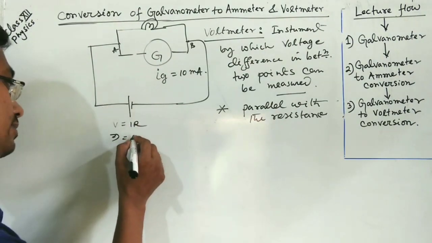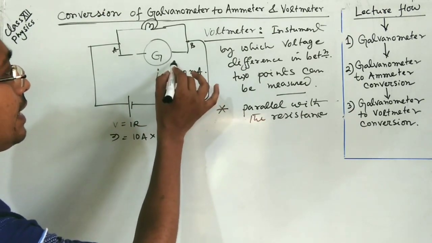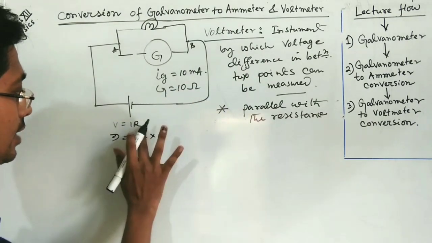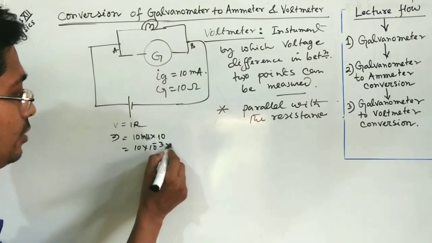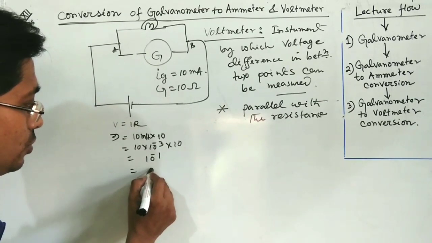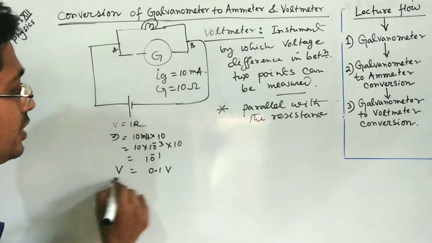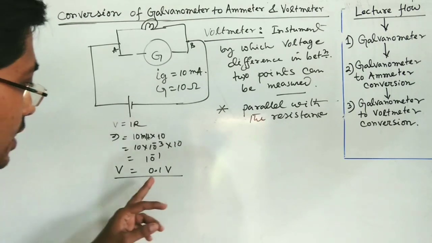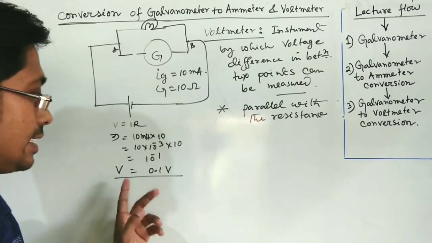So if we take the maximum current, 10 milliampere, and the galvanometer resistance G is suppose 10 ohm, then it will be 10 into 10 to the power minus 3 into 10, so it will be 10 to the power minus 1. It will give you 0.1 volt. So the voltage difference we have got here is 0.1 volt. If we use a sensitive galvanometer, 0.1 volt is the maximum voltage it can measure.